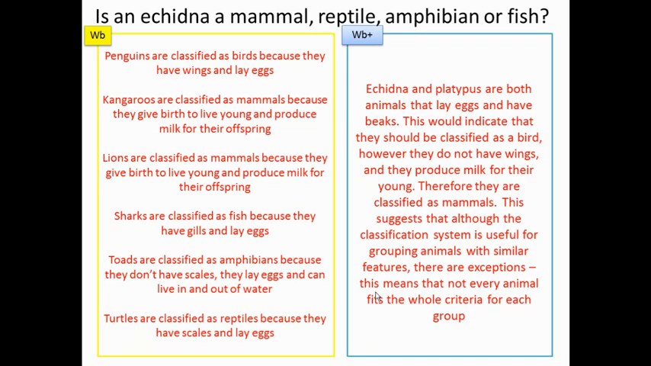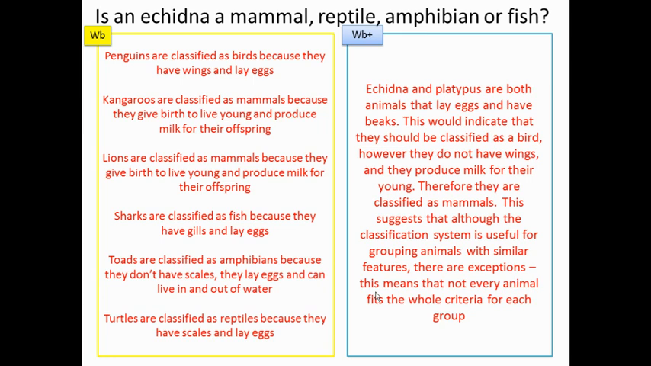Okay, so penguins are classified as birds because they have wings and lay eggs. They've also got beaks. Kangaroos are classified as mammals because they give birth to live young and produce milk for their offspring. Lions, again, they're mammals because they give birth to live young and produce milk. Sharks are classed as fish because they have gills and they lay eggs. Toads, they're amphibians, so they can live in and out of water. They don't have scales and they lay eggs. And then we've got turtles, which are classified as reptiles because they have scales and they lay eggs.